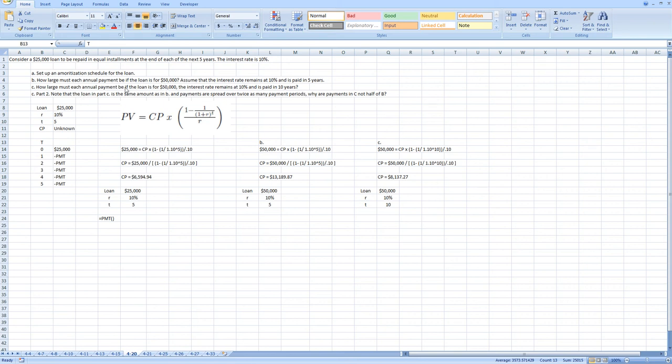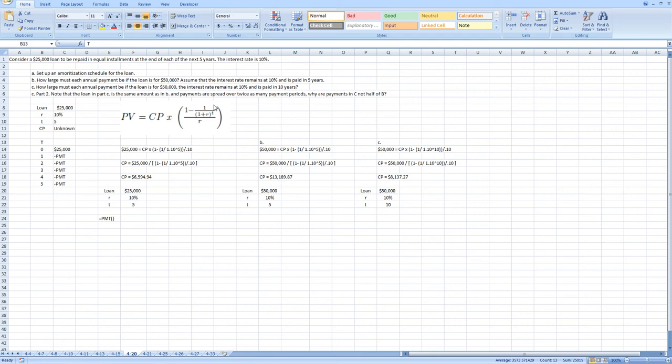How large must each annual payment be if the loan is for 50,000 and the interest remains the same at 10%, but it's paid over 10 years? That is, the rate remains the same, but the time period doubles. So this is kind of like going from a 15-year loan to a 30-year loan for a mortgage. For those of you who don't have a mortgage, but at some point you will, this is where this becomes relevant. In this example, we're just going from a 5-year to a 10-year.